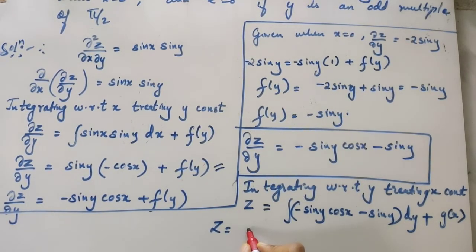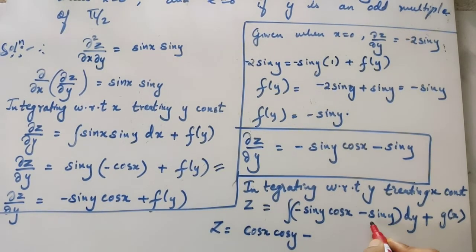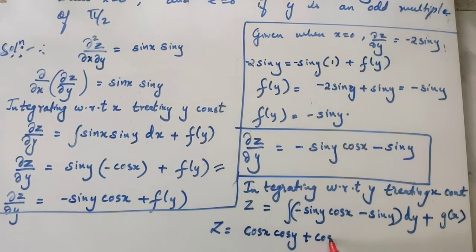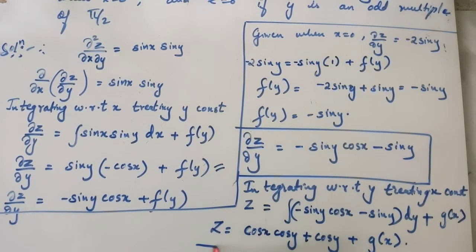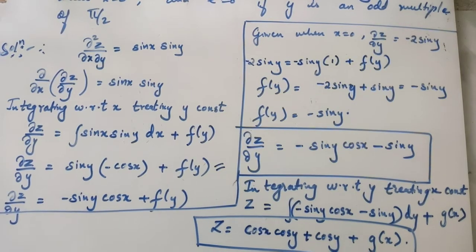So integrate cos x as it is, integration of minus sin y is cos y, or I can write, integration of again minus sin y is again plus cos y, plus g of x. You all have this. So this is the solution so far you get. I hope this is clear to all of you.